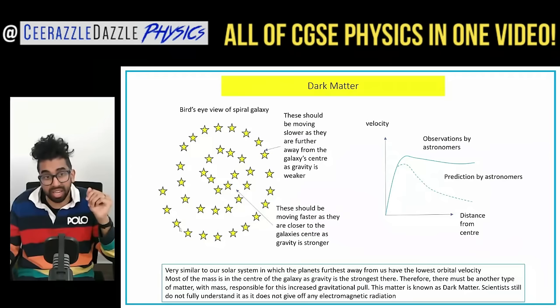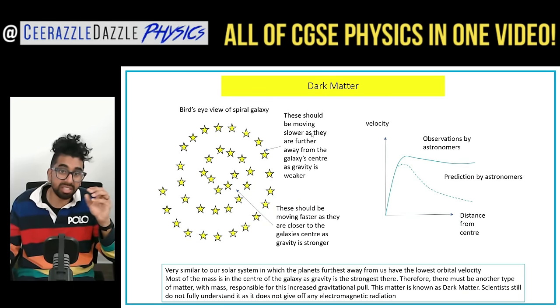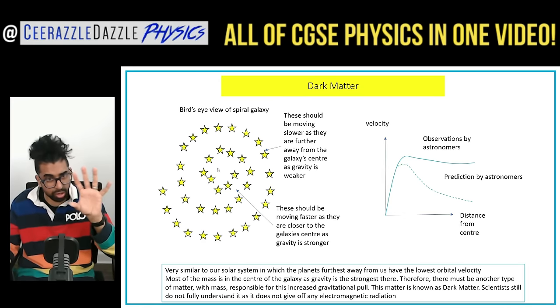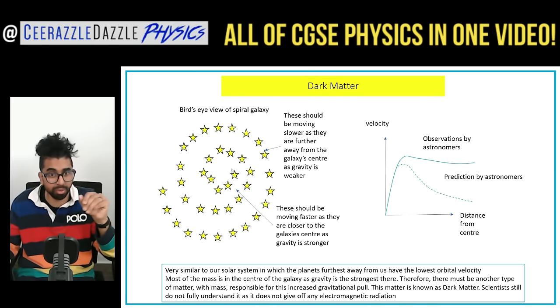Dark matter. So here we have a spiral galaxy over here. And what should be happening is that for the spiral galaxy, we should notice that these stars over here should be moving a lot slower than the ones in the middle. So the ones in the middle should be moving much faster than the ones at the end. The reason why is because these ones are closer to the center, so gravity must be acting at the strongest, therefore causing them to move faster.